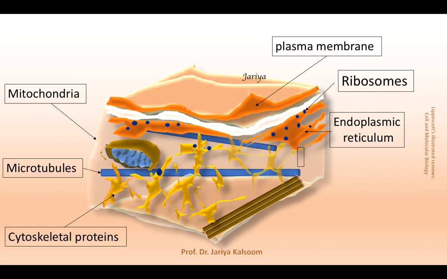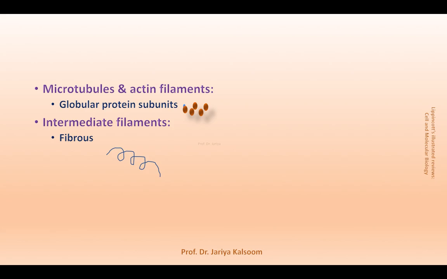Plasma membrane is the outer boundary of the cell. Organelles such as endoplasmic reticulum, ribosomes, and mitochondria reside within the cytoskeleton framework. Microtubules organize the cytoplasm, often interacting with organelles to produce organelle movement. Three types of filaments are present in the cytoskeleton. Out of these, microtubules and actin are composed of globular subunits, whereas intermediate filaments are fibrous proteins with alpha helical structure.